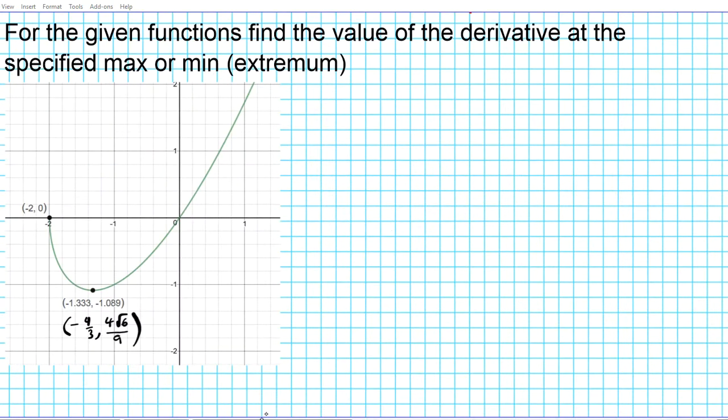Alright, let's take a look at question number 4. The instructions are the same as in part 1. So it reads, for the given functions, find the value of the derivative at the specified max or min or extremum. In the graph provided here, the function for the graph is x times the square root of x plus 2. So we are to find the derivative at the specified extremum.